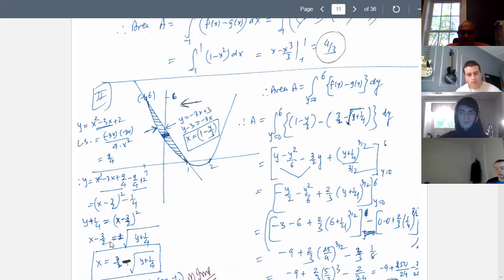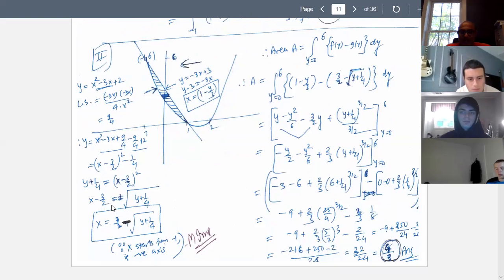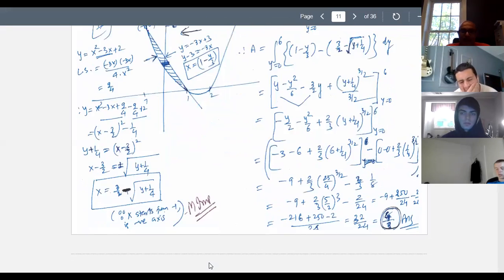So x minus 3 by 2 is equal to plus or minus square root of y plus 1 by 4. And if you send this 3 by 2 to the other side, you are going to get x equal to 3 by 2 plus or minus square root of y plus 1 by 4. Right? Now look at over here.